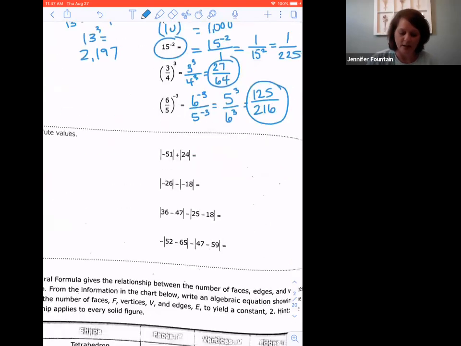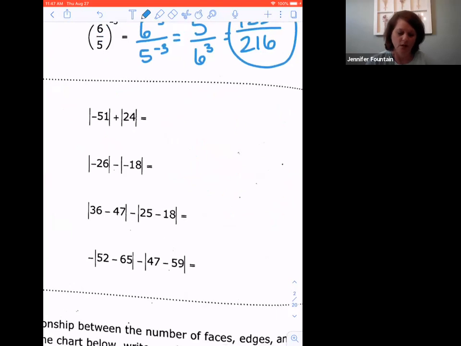All right, absolute values. Remember, absolute value is the distance from 0 on the number line. Therefore, if I have a negative inside my absolute value sign, it is still going to be positive because distance cannot be negative. So this becomes 51 plus 24. When I add those together, I get 75.